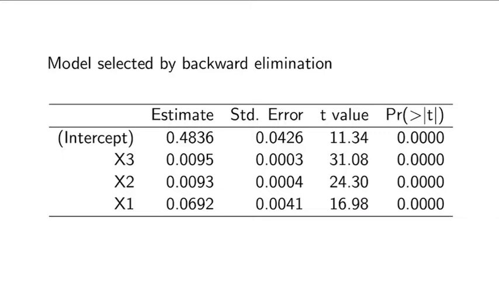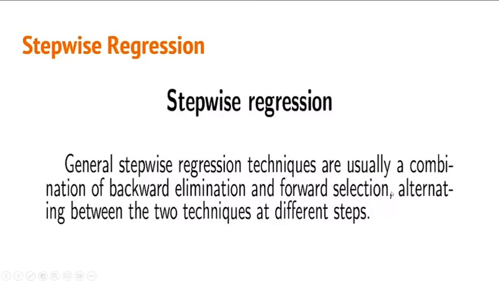Now, as you can see here, the three predictors selected by the backward elimination are actually significant, judging by the p-value.